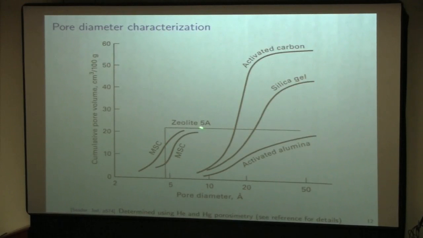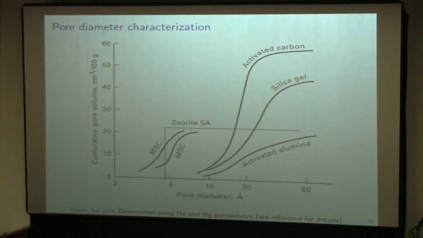So here, zeolites are always numbered like 5A, 2X, this sort of numbering. This particular zeolite has no distribution in the pore diameter. It's very much exact because of their crystalline structure. But for all the others, there is a range of diameters.